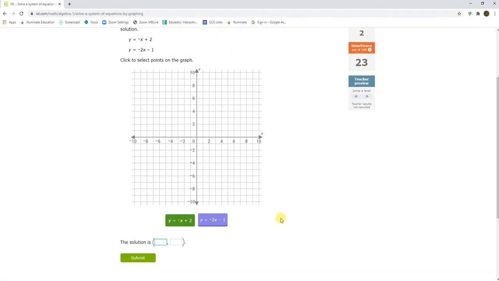All right, both these are in slope-intercept form. The green one, it's telling me to start at 2 and to go down 1 over 1. Purple equation, start at -1, go down 2 over 1. And they cross right here at -3, 5.